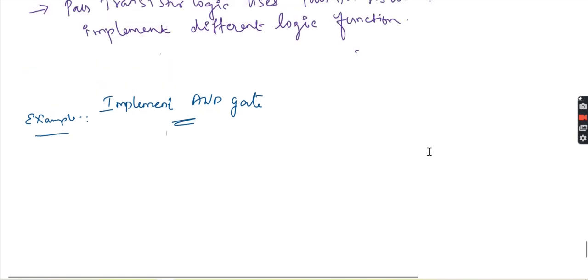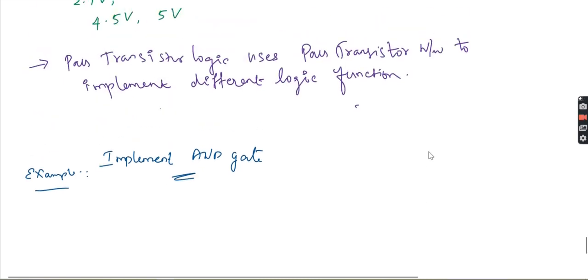Okay. So now let us implement the AND gate. Before implementing this, I'll put a simple idea for you. I will take one pass transistor as an example. Okay, this is one pass transistor. Now this is your A. Okay, this is A.